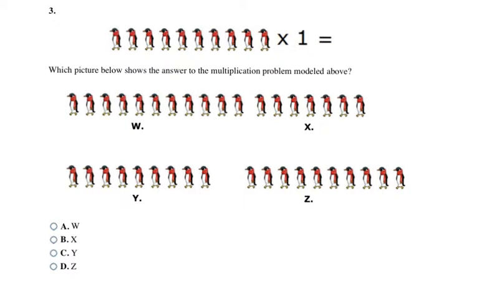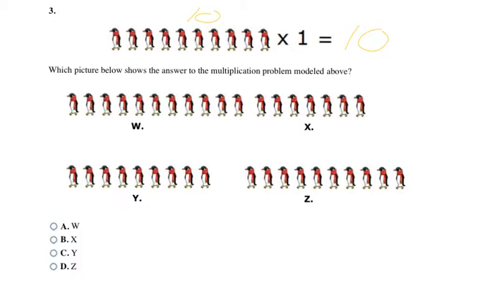Here's a question using the identity property, the times 1, with a picture or a model. The multiplication problem is modeled above, so what's going to be the answer? Instead of telling you the number, they give you a number of objects. If you count them up, 1, 2, 3, 4, 5, 6, 7, 8, 9, 10, this group represents 10. If you take 10 times 1, that's going to equal 10. So you're looking for 10 penguins in the groups below. If you count W, you have 1, 2, 3, 4, 5, 6, 7, 8, 9, 10, 11.